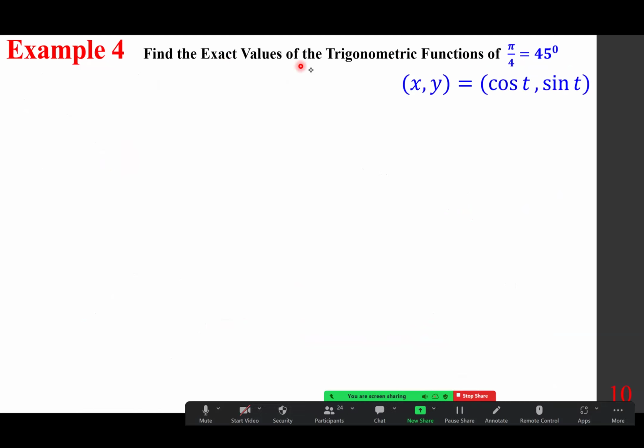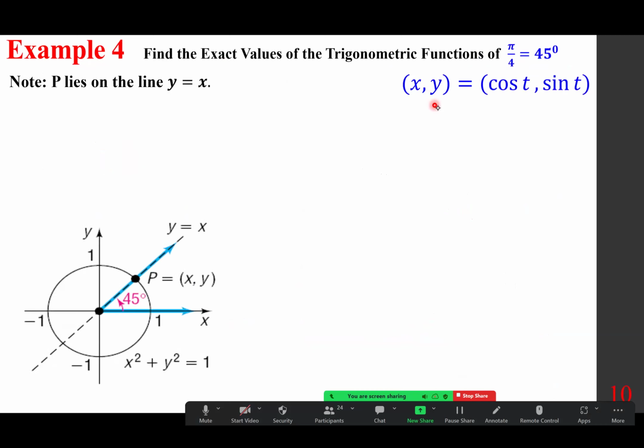Find the exact values of the trig functions of pi over 4 or 45 degrees. And let's see what we do. Again, bear in mind x comma y. X is represented by cosine and y by sine. So note this point P, this 45 degrees, lies on the line y equals x, because this angle is 45 degrees. This angle, remember, from here to here is 90 degrees. So both of them must be 45 degrees, right? Each one is 45 degrees. And that gives us the line y equals x. That's important to notice.